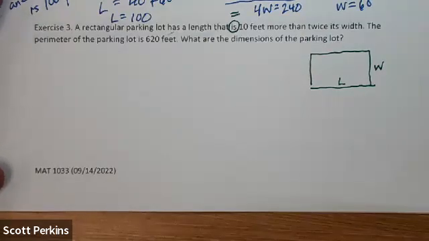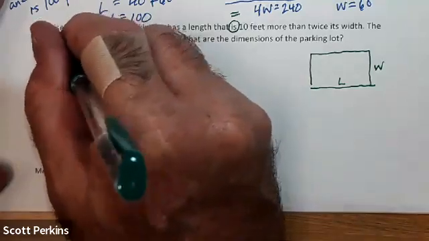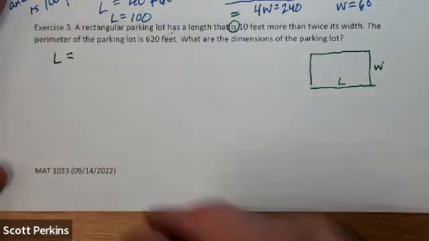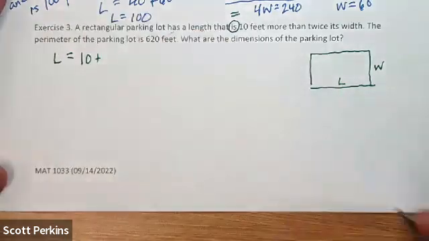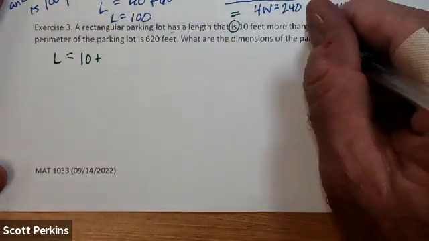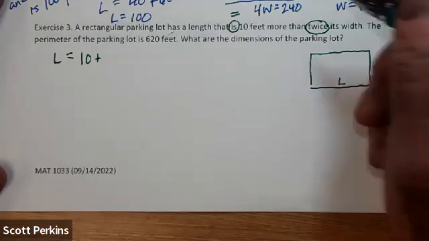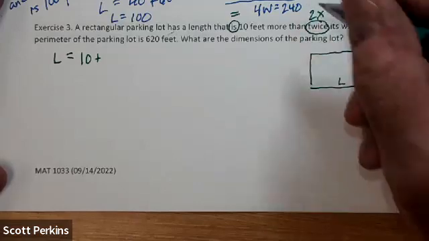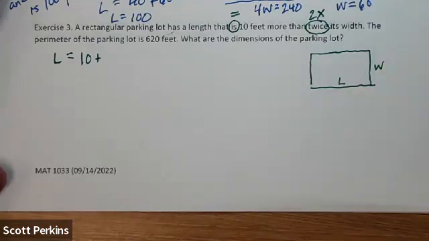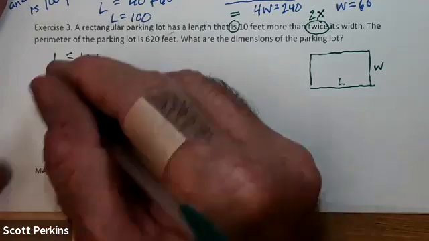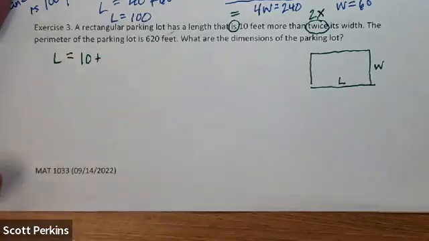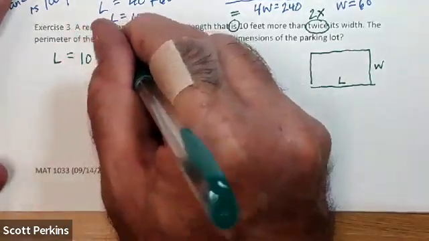The length is 10 feet more than twice the width. L equals 10 plus. If you don't know what the word twice means, can anyone tell us what the word twice means? 2 times. Okay. Twice means 2 times. So if you didn't know that, sorry about that. Now you do know that though. Twice means 2 times. So the length is 10 plus twice the width. So 2W.